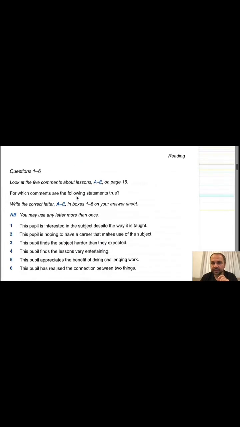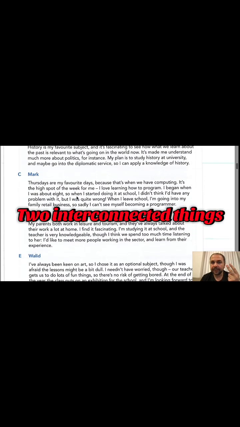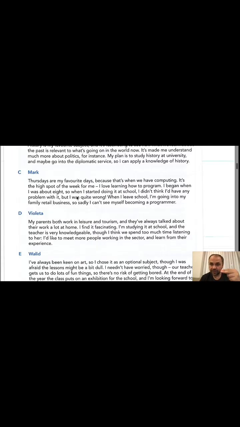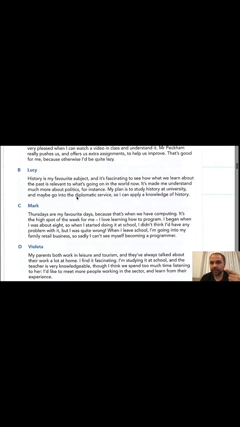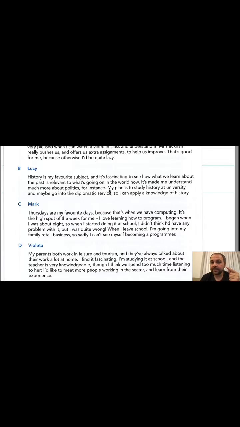And the last one, number 6. This pupil has realized the connection between two things. So we should have two things that are interconnected. Again, we've used each of the texts once and there has to be one which will be repeated, and in our case this is text B, and here she says, my plan is to study, again it's the same, history at university, so this is one thing, and I can apply a knowledge of history, so this is the second thing. So this is the way this task is done.